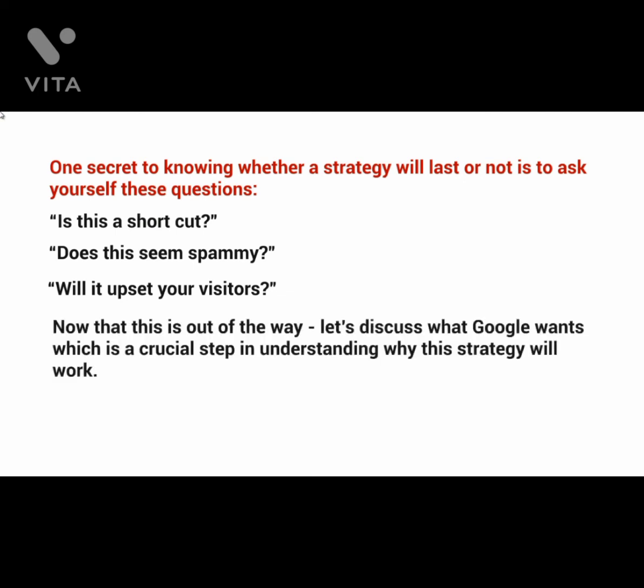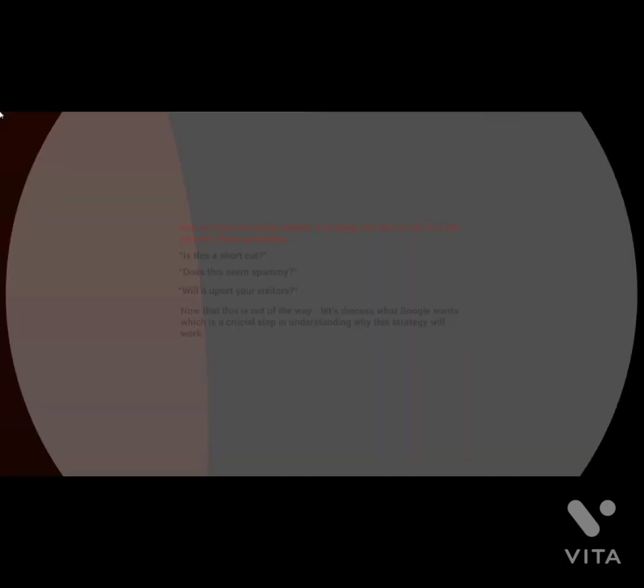So now that that is out of the way, let's discuss what Google wants, which is really the crucial step in understanding why the strategy will work. So now that you have an idea, don't upset the visitors. If it's spammy, if it's a shortcut, this is going to upset them, right? So what is it that Google wants in relation to this? Well, we'll talk about that in the next video.